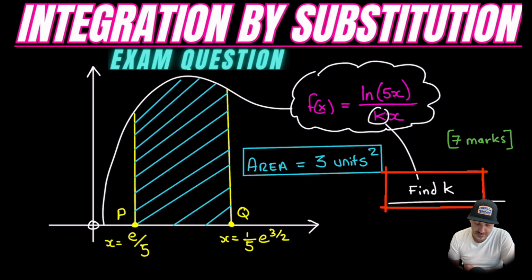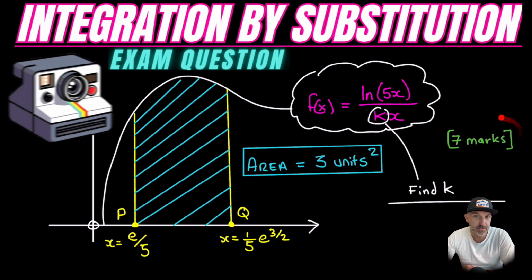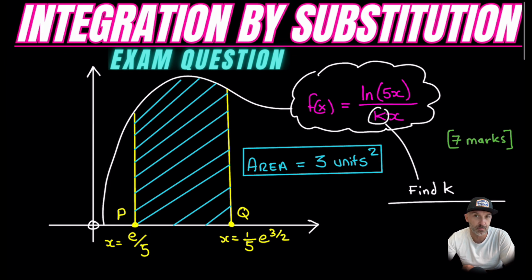They gave us the area underneath the curve as 3 units, and it's worth 7 marks. If you want to have a go at it, take a photo, work through it. Otherwise, I'll get started, and it's 1 mark per minute, so we should be able to do this in 7 minutes or less. Let's dive in.